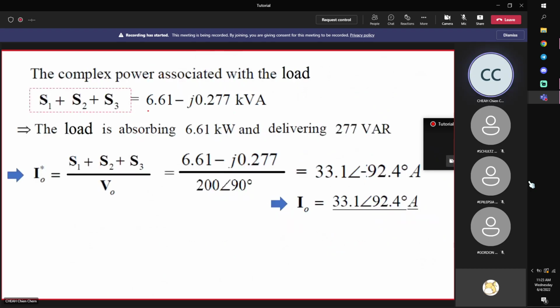If you add them up, adding up the real and imaginary parts, you can check that it is equal to 6.61 kilo. Be careful, it means 6,610, minus j 0.277 kilo, which means 277. And this means that the load is actually absorbing power, positive, absorbing power from the source.